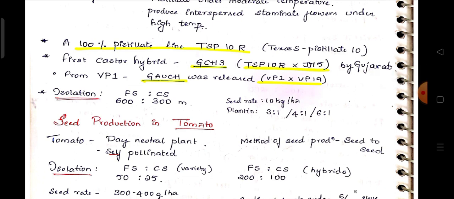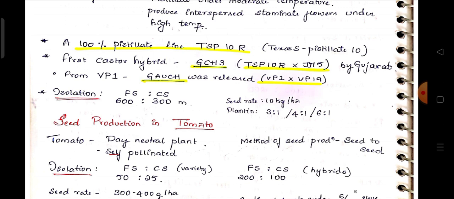First castor hybrid is GCH3. The parentage is TSP10R into JI 15 by Gujarat. From VP1, Gouch was released. VP1 into VP19 is the parentage of Gouch. Isolation for foundation seed is 600 and certified 300. Seed rate generally used is 10 kg per hectare and planting ratio is 3:1 or 4:1 or 6:1.